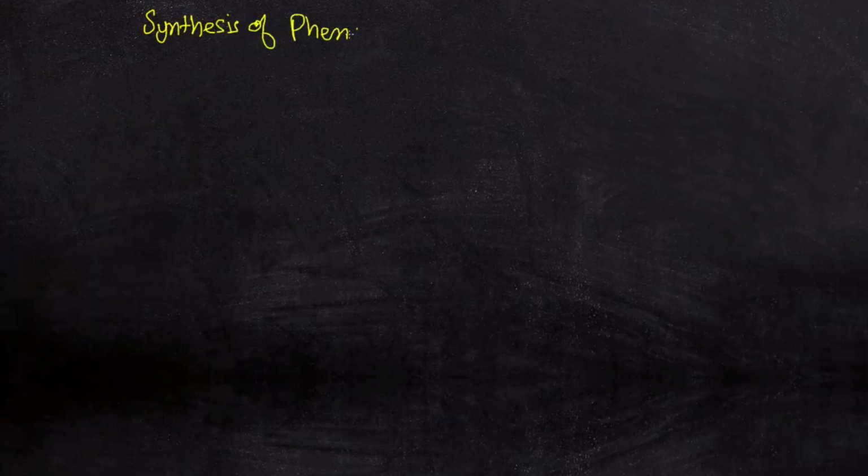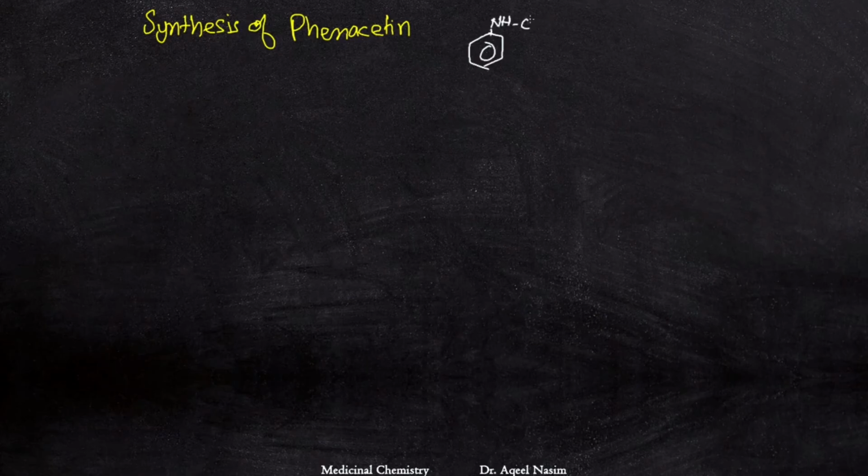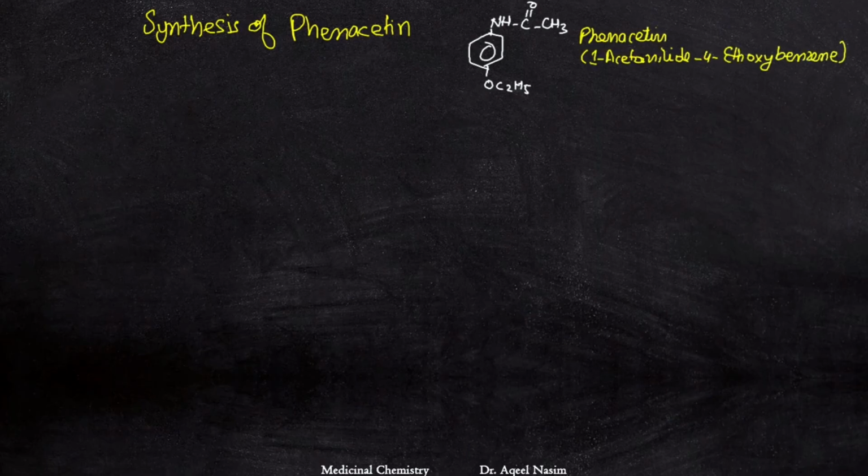Welcome to Medicinal Chemistry. It's Dr. Akil Naseem. Today we are going to discuss the synthesis of phenacetin, another class of para-aminophenol derivative. Here is a structural representation of phenacetin, that is NHC double bond OCH3 and OC2H5. The chemical name of phenacetin is 1-acetamido-4-ethoxybenzene. It's not acetanilide, it's acetamide.